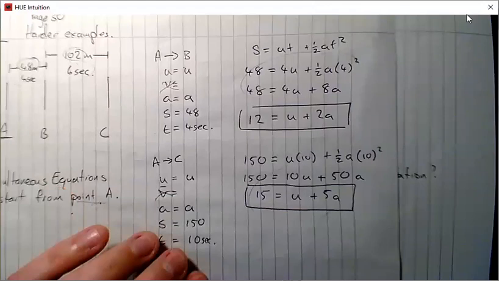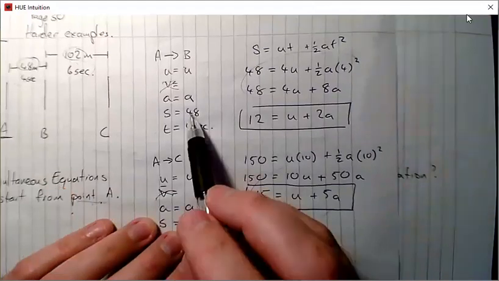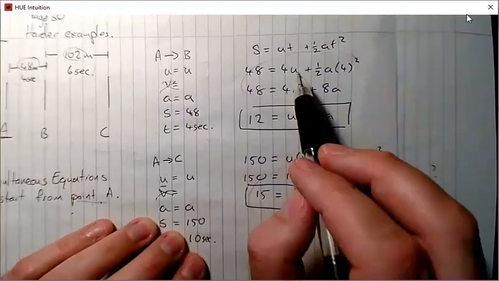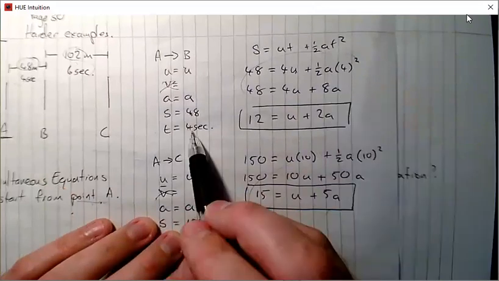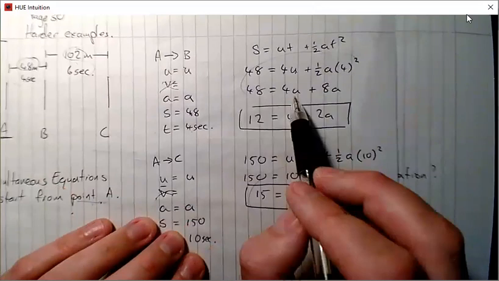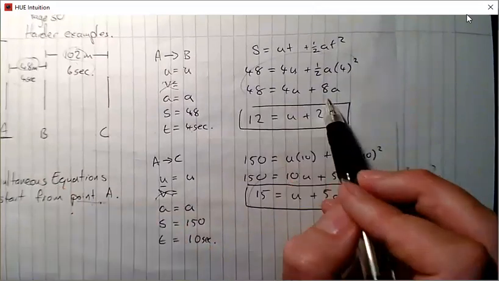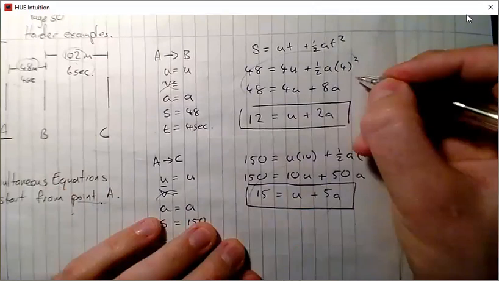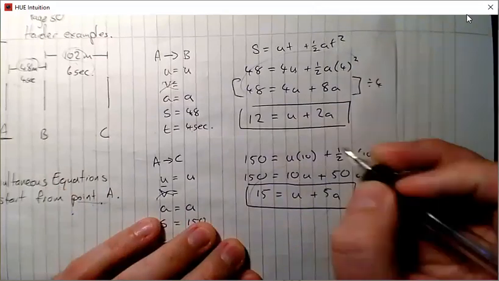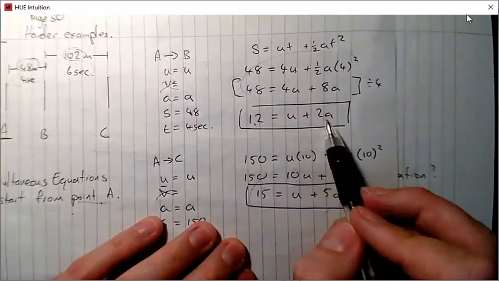Okay, hopefully what you've done is s = ut + ½at², and that gives you 48 = 4u + 8a. You might have spotted a common factor of 4 there and divided through by 4 just to tidy that up, and that's quite a useful thing to do, and we'll do it quite a lot. So you get 12 = u + 2a.